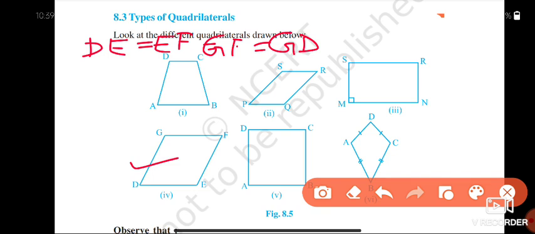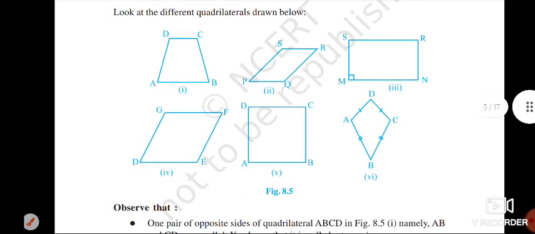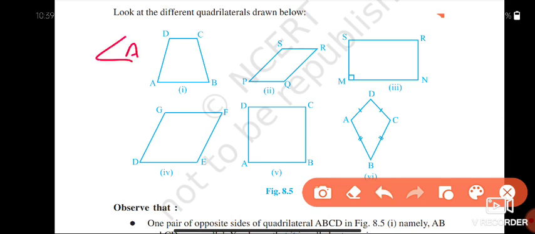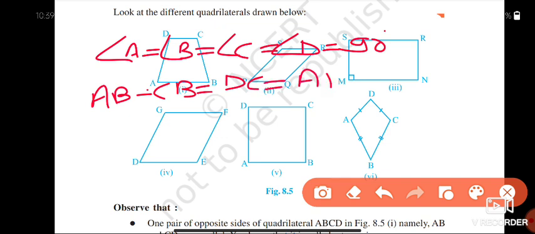Then come to the square. What is a square? A square is a figure that has all 4 sides equal and all angles 90 degree. So angle A is equal to angle B, that is equal to angle C, that is equal to angle D, that is equal to 90 degree. Here all angles will be 90 degree and all sides will be equal. That is AB is equal to CB is equal to DC is equal to AD. This way all 4 sides will be equal. So these are the properties of a square.